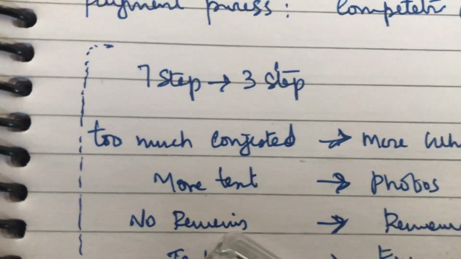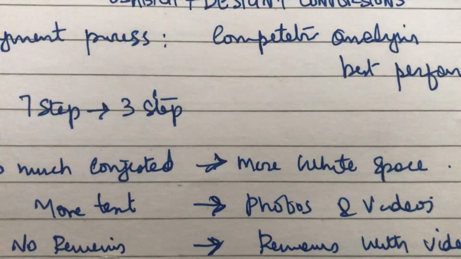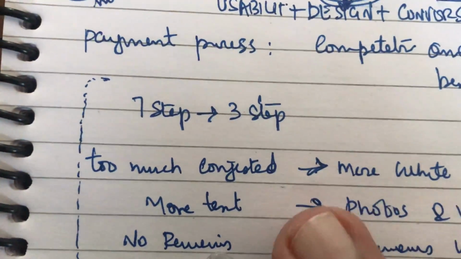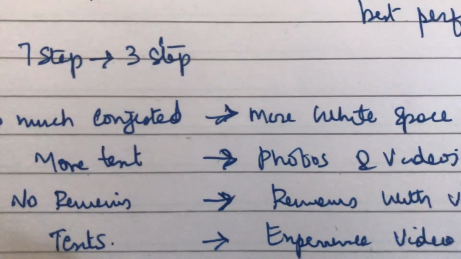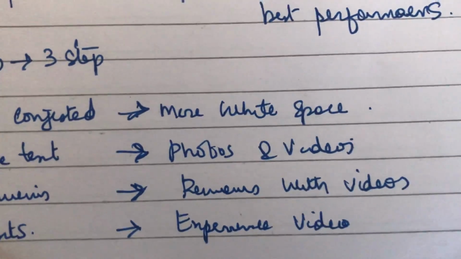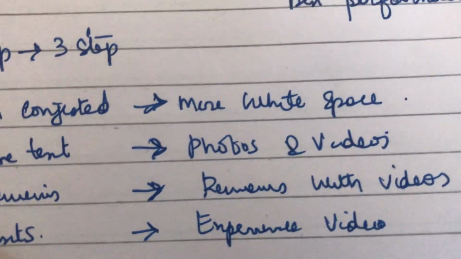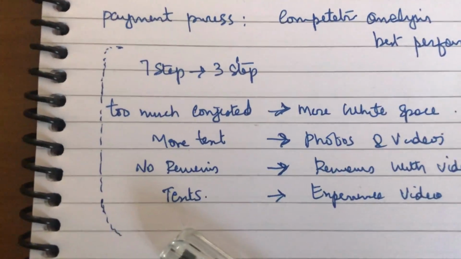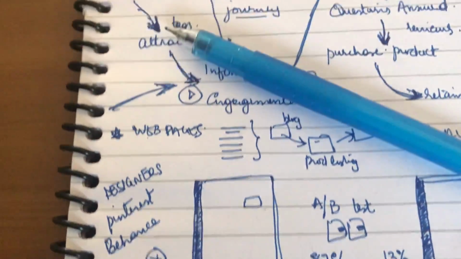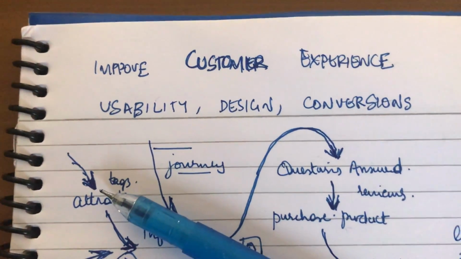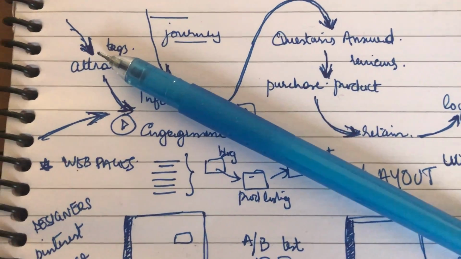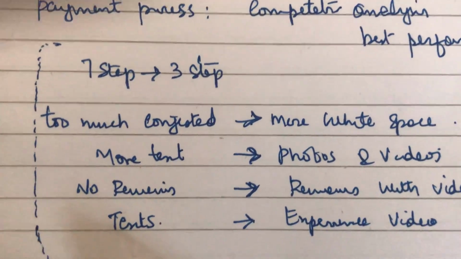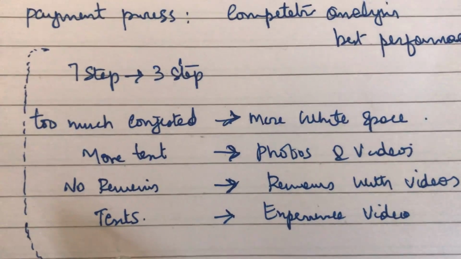There may be more text on your web page, but you may have to add photos and videos. This type of idea you will get from competitor analysis. Maybe there are no reviews, and you have to add reviews with videos. There may be text, and you have to add experience videos. Such kind of website optimization has to be done. So this is how you improve the customer experience. First, define the journey for the web page itself, make the layout, do competitor analysis, and just optimize your existing website.